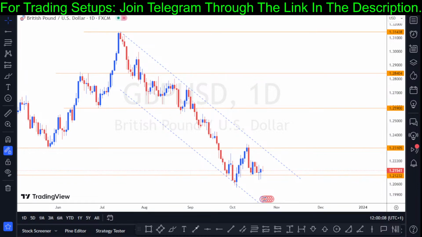So this week I have different assets on my watch list, ranging from forex, stocks, indices, commodities, and the cryptocurrency market.